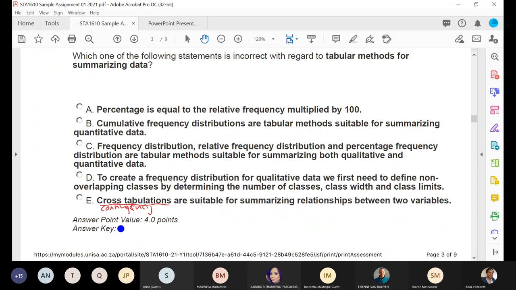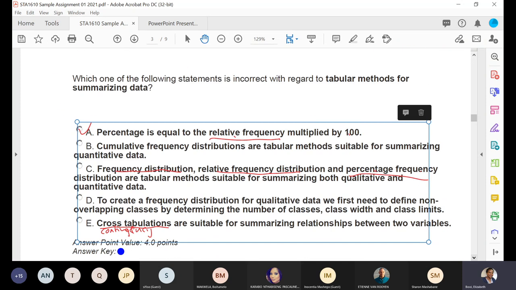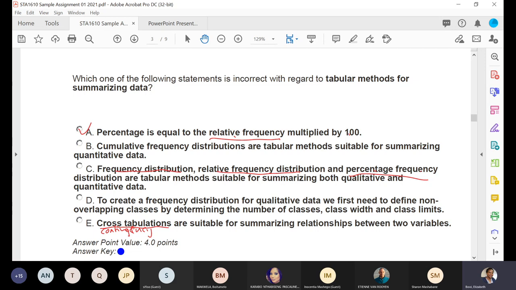C. C is incorrect. Nope, C is correct, because here it talks about the frequency distribution, the relative frequency and the percentage frequency. Remember what the relative frequency is? In order to calculate a percentage frequency, you multiply your relative frequency by 100. So A is correct. When I was explaining it earlier, I didn't include the relative frequency. But you need to know that a percentage is your relative frequency, a decimal, multiplied by 100.